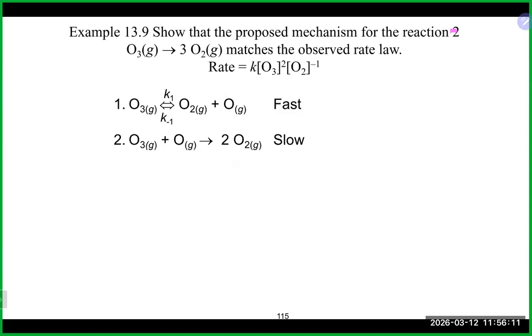All right, now you try one here and see what you come up with. We have this reaction, 2O3 makes 3O2. The experimentally found rate law is the rate equals k, O3 squared, O2 to the minus 1. It is believed to occur through these two steps here. Determine if this is a plausible mechanism, a good or bad mechanism. Take a few moments and see what you end up with.